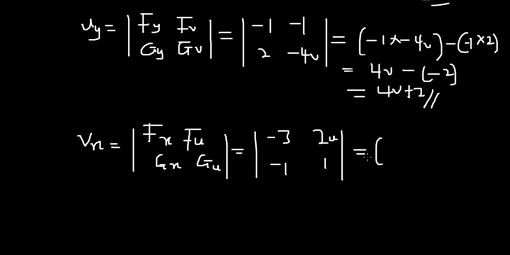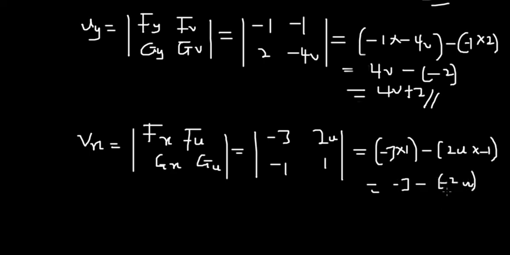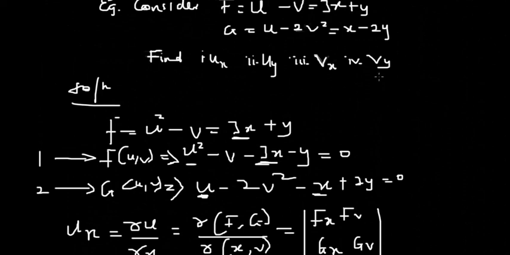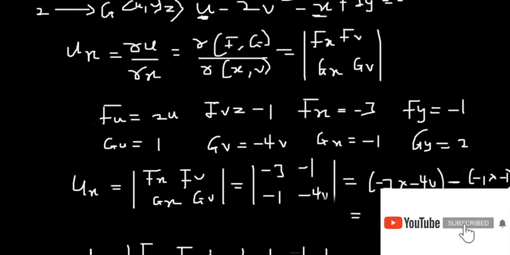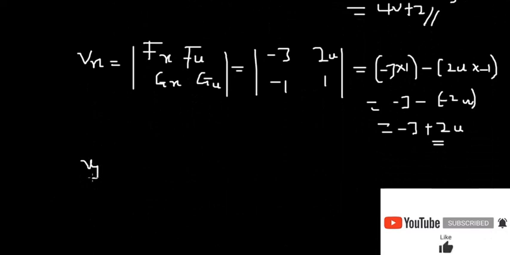Right, so let's solve that. We have -3 times 1, minus 2u multiplying -1. So this is -3 minus -2u, so we end up with -3 plus 2u. This is very, very simple. So you could do the same for v_y. As for that, I will leave it to you so that you solve it, and then let me know whatever answer you get in the comment section.